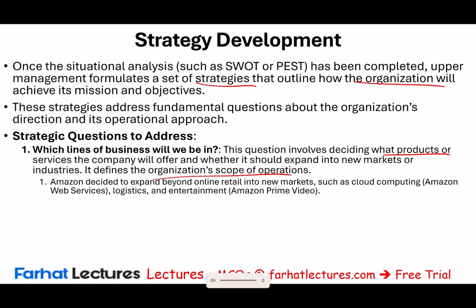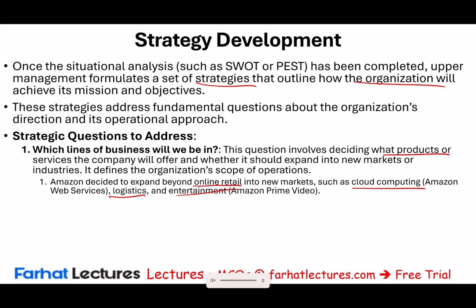For example, I will use Amazon as an example. Amazon decided to expand beyond online retail into new markets such as cloud computing, for example Amazon Web Services. They're into logistics and entertainment like Amazon Prime Video. So which line of business will we be in?